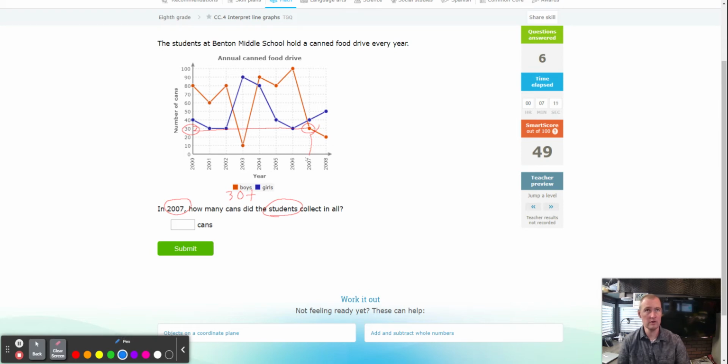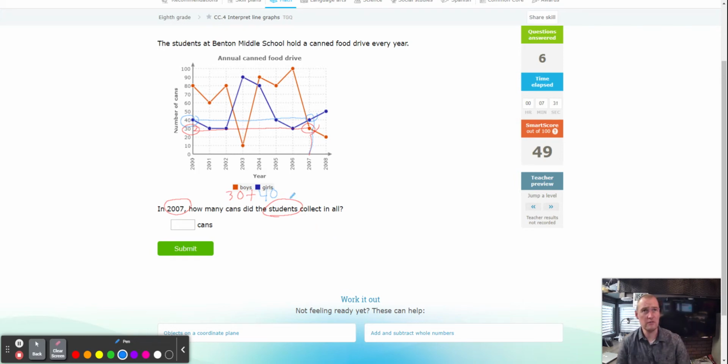And from the girls, stay in 2007. We're going to go up, up, up, up, up. Bam, right there. Looks like the girls did a little bit better. They have a higher number. And actually, they raised 40 cans.